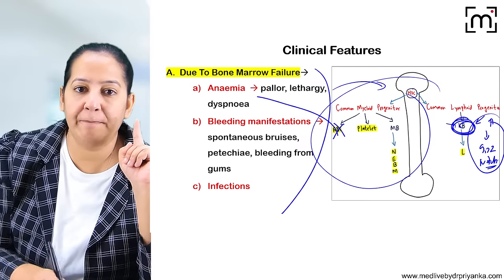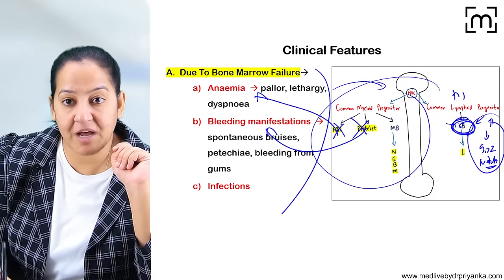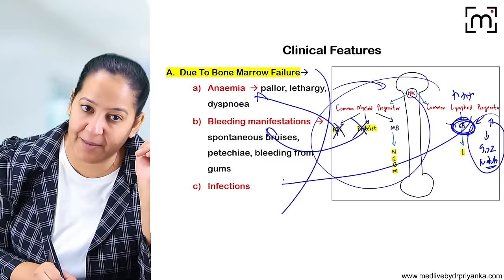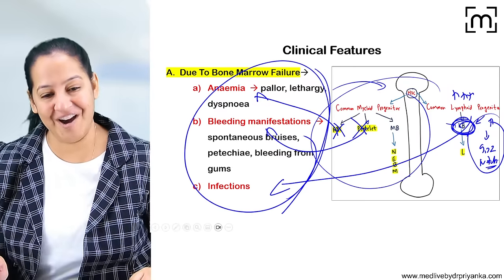So no RBCs are formed, patient has anemia. No platelets are formed, patient has bleeding manifestation. Although the lymphoblasts are many, so WBC count will be more, but they are immature cells. So patient is highly prone to infection. So these are the three features which are common for all leukemia. How many of you got it?